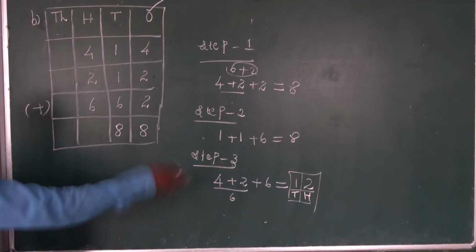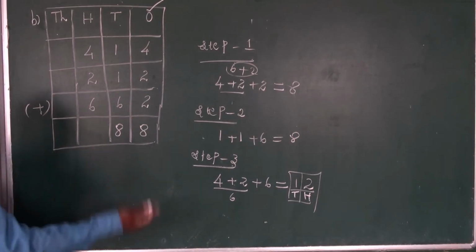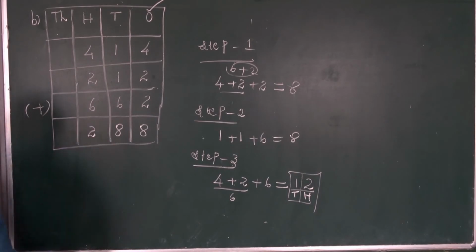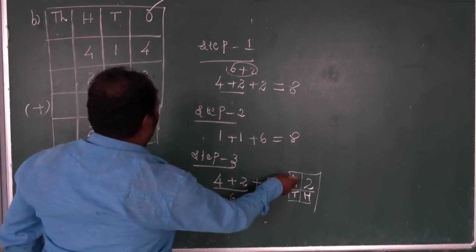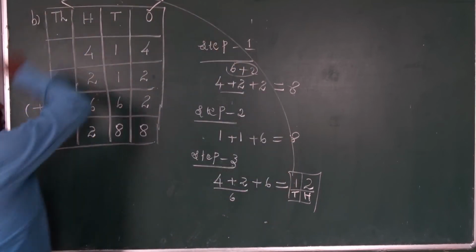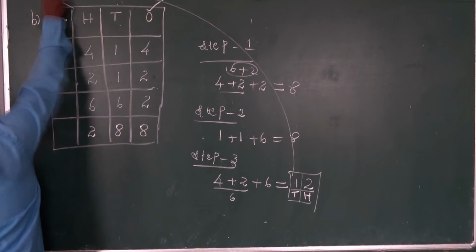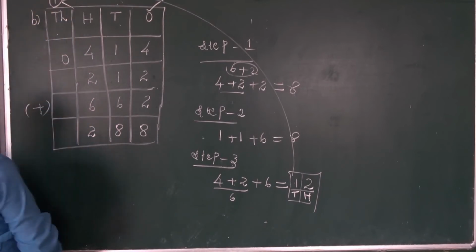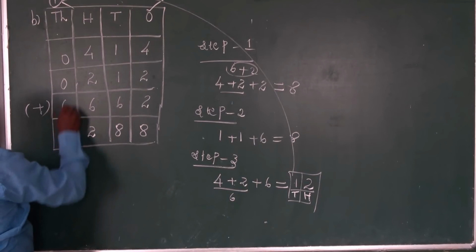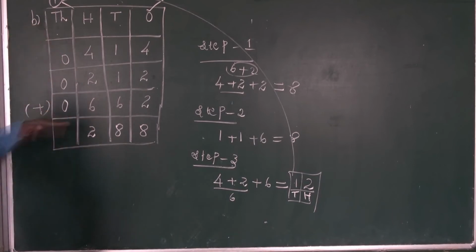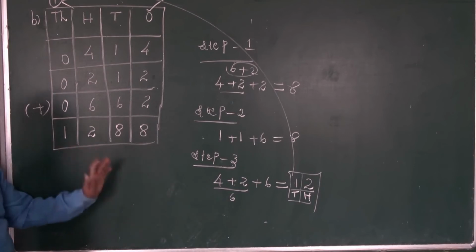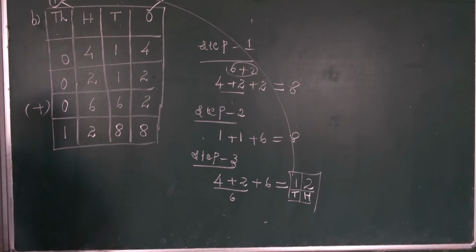2 hundreds, so we write 2 in the hundreds column. The next one, the number 1 carries on to the thousands place. Here we take 0, here 0, here also 0. So bring down the number 1. Our answer is 1288.